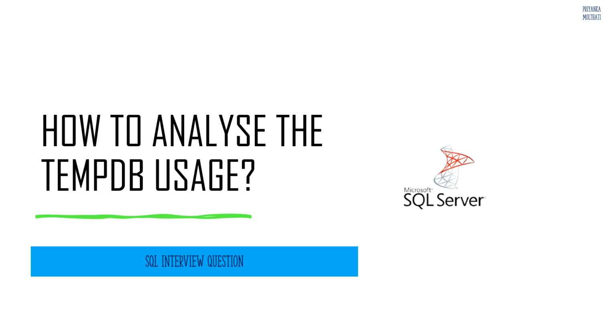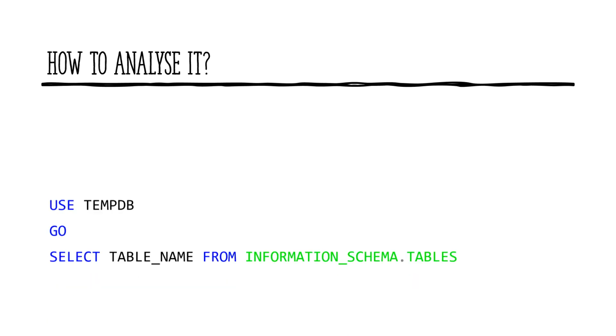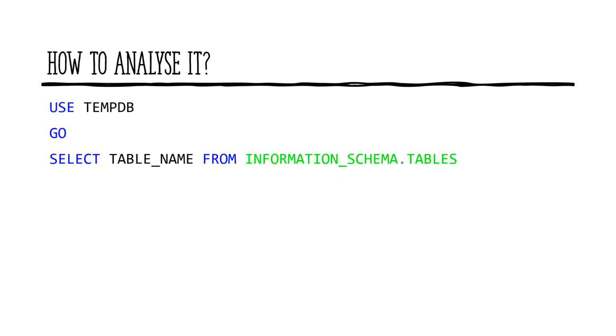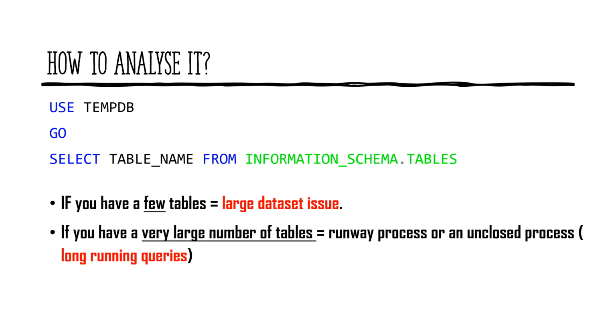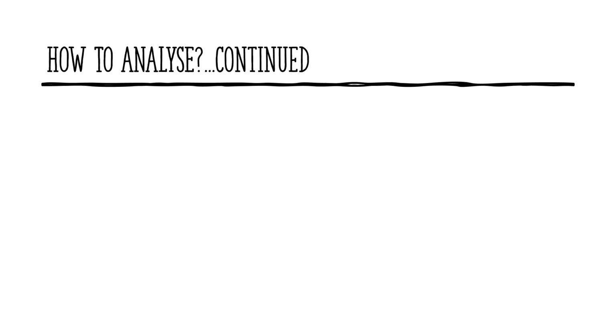The discussion for today is how to analyze the TempDB usage. First thing, we have to query this table, information_schema.tables, and whatever result set you get, if you find few tables in it, it means that you have a large data set issue. And if you have a large number of tables, it means that there might be a runaway process or an unclosed process that is a long-running query.